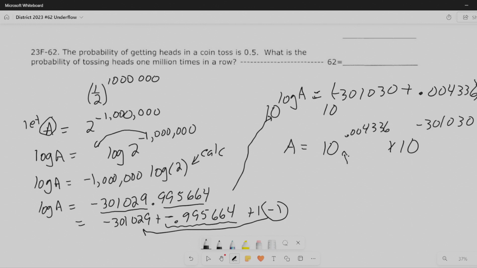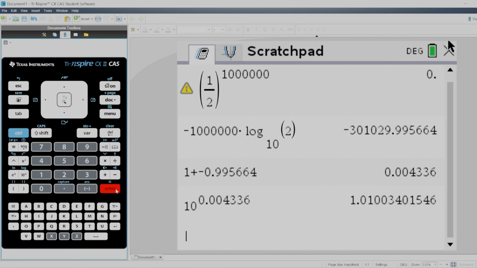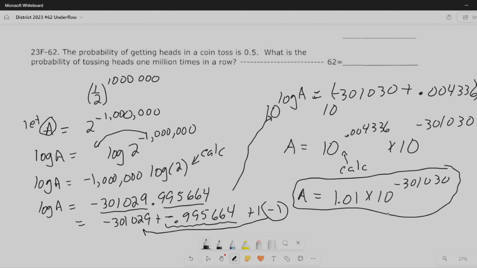You can put this into the calculator. If you get a number between 1 and 10, then you have proper scientific notation. So we're going to raise 10 to the 0.004336. With 3 significant digits, that's 1.01. Your answer is 1.01 times 10 raised to the negative 301,030. That would be your correct answer, suitable for the UIL Calculator exam.